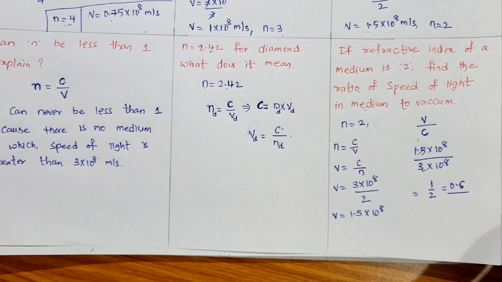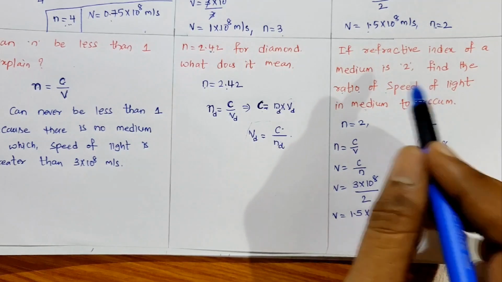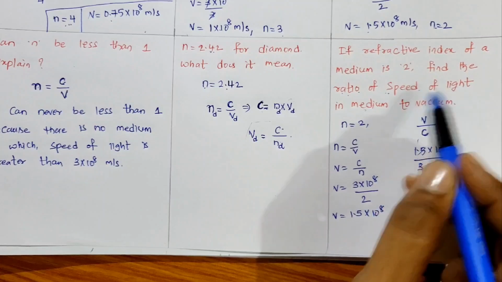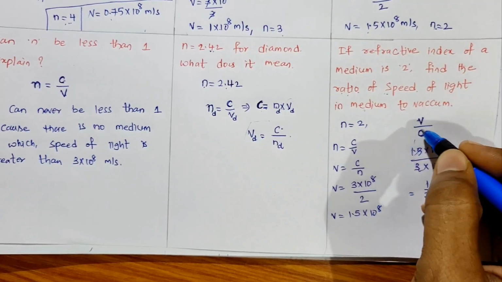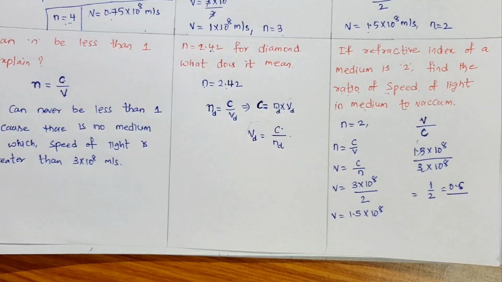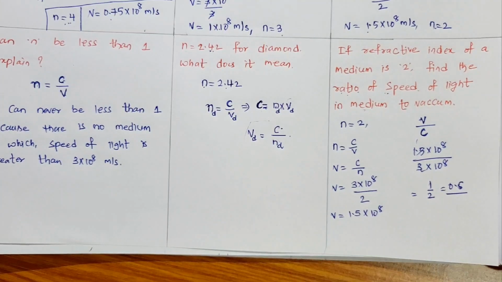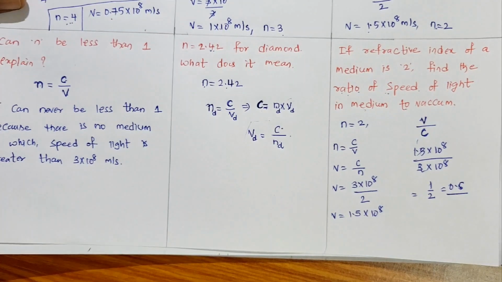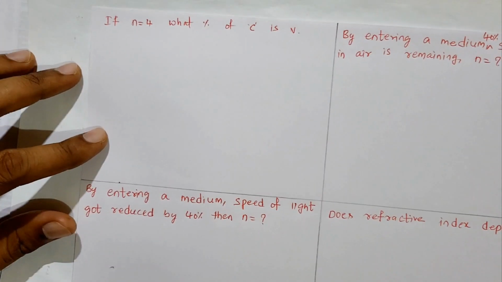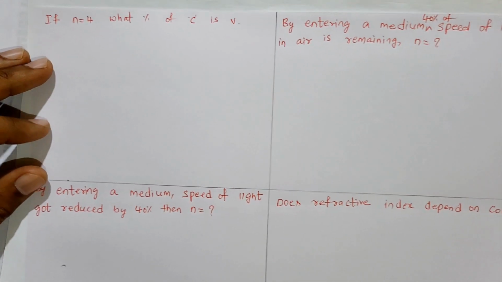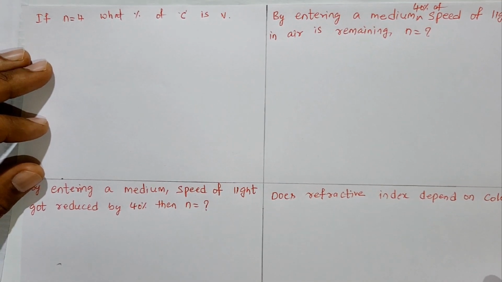Always we find n is equal to C by V only. But now they ask to find the ratio of speed of light in medium to speed of light in vacuum, V by C. It is going to be 0.5. Okay? Now let us take one more complicated question on the n is equal to C by V formula only. See here now.